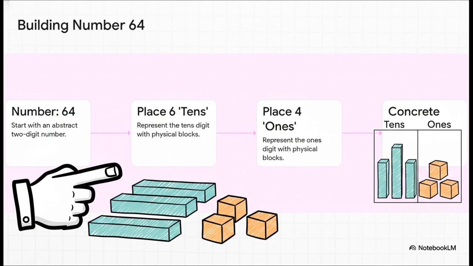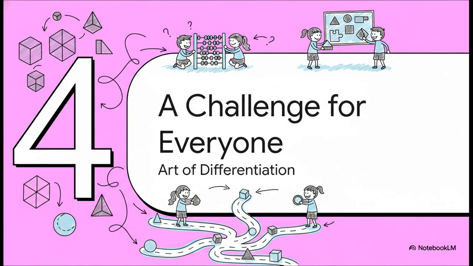A student then physically takes 6 of those 10 blocks and puts them in the tens column, and then 4 of the little 1 cubes in the ones column. And just like that, the abstract number 64 becomes this concrete, visible, and totally understandable collection of objects. Okay, but here's where things get really, really clever.